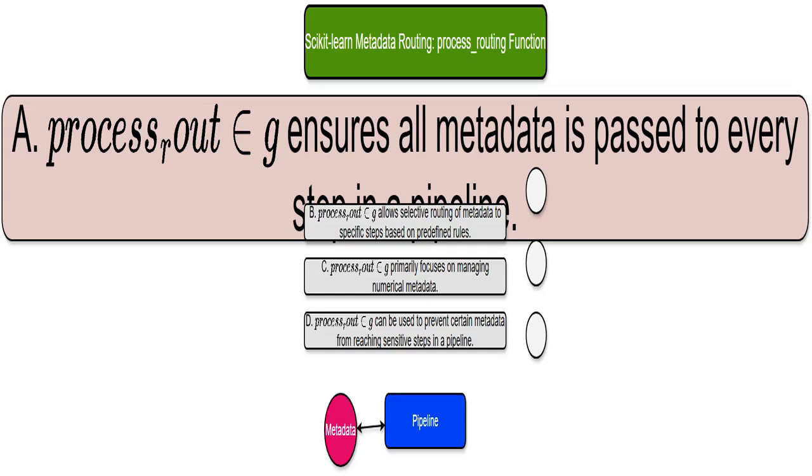Option A states that process_routing sends all metadata to every step of the pipeline. This is something we'll need to consider against the actual function's behavior. Does it do this, or does it allow for more control?